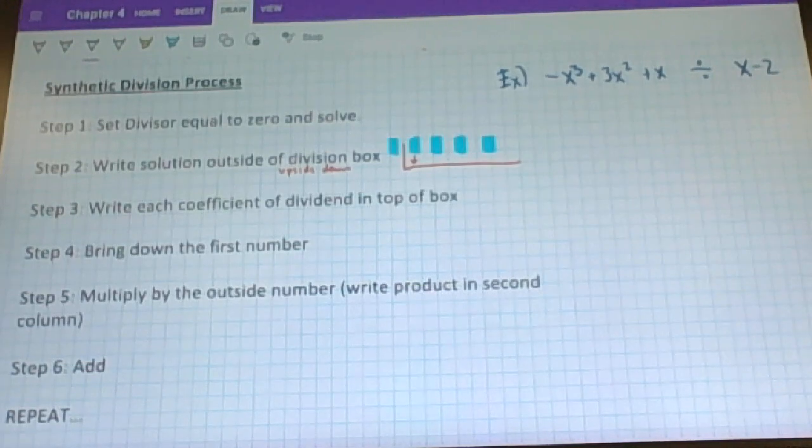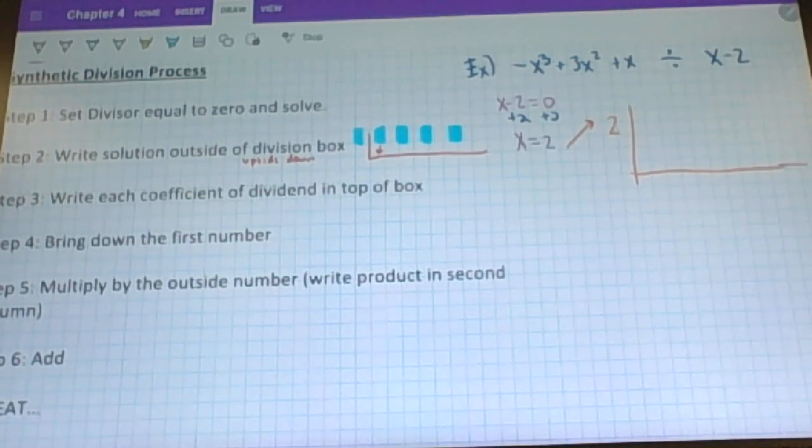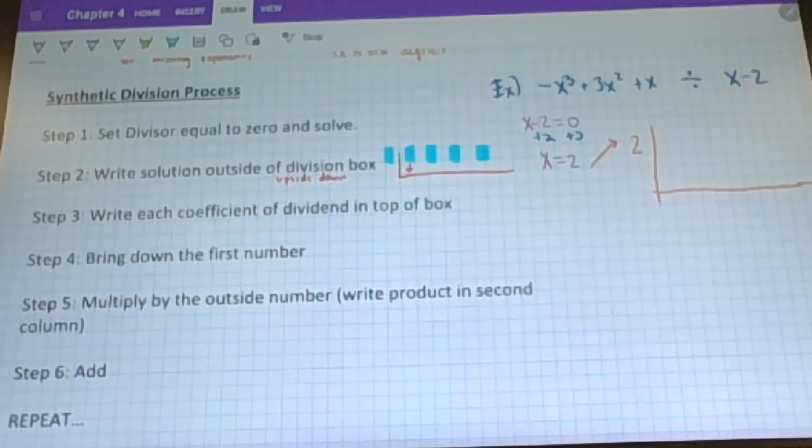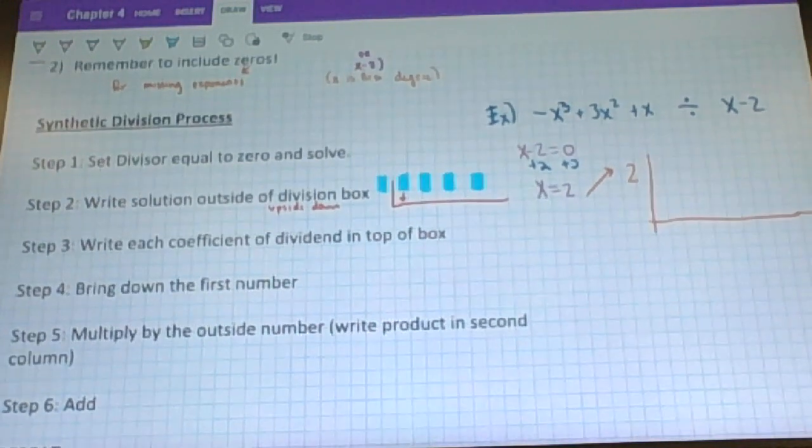All right, so I'll go through the steps. I'll do x minus 2 equals 0, and I get x is 2. Take that 2 and I write it outside of an upside down division box. In the top row, I put coefficients.